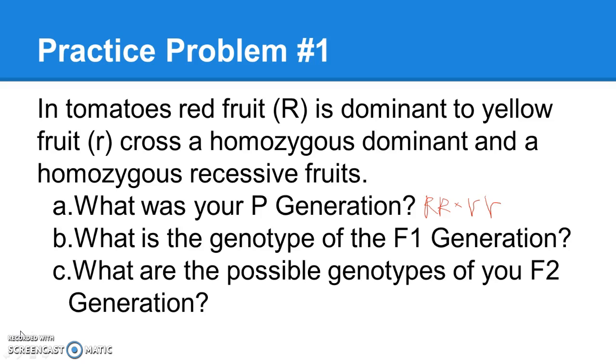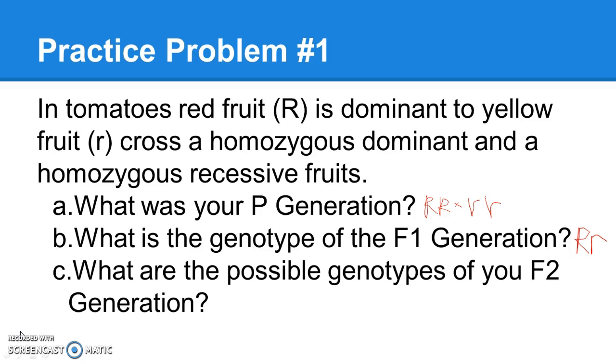B, what is the genotype of the F1 generation? We're going to need to do a Punnett square of the capital R by the lowercase r. Go ahead and do that, and you should only have one answer for the genotype of the F1 generation. You should have seen that you would only get a capital R lowercase r, a heterozygous genotype, which is also known as a hybrid.